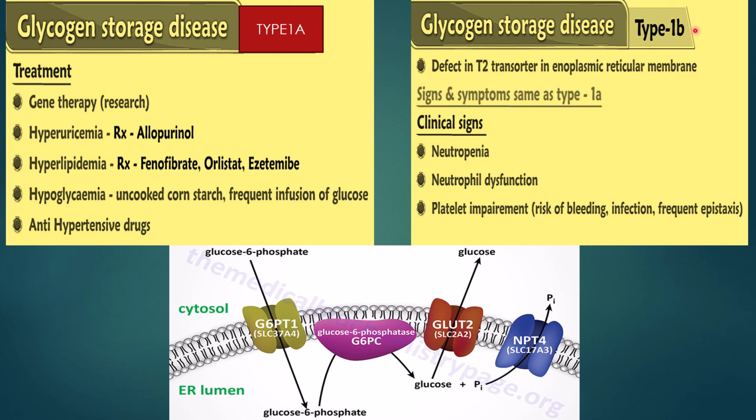And then type 1B is another variant of this von Gierke's disease, in which there is a defect in the T2 transporter in the endoplasmic reticulum membrane. So you can see it here. This is glucose 6 phosphate. It enters the endoplasmic lumen, and in the endoplasmic lumen it can be utilized for synthesis of glucose. This phosphatase enzyme is here inside the endoplasmic reticulum, and this is the transporter. So if there is a defect in this transporter, there won't be any transport of this glucose 6 phosphate, and thereby the type 1B disease is manifested.